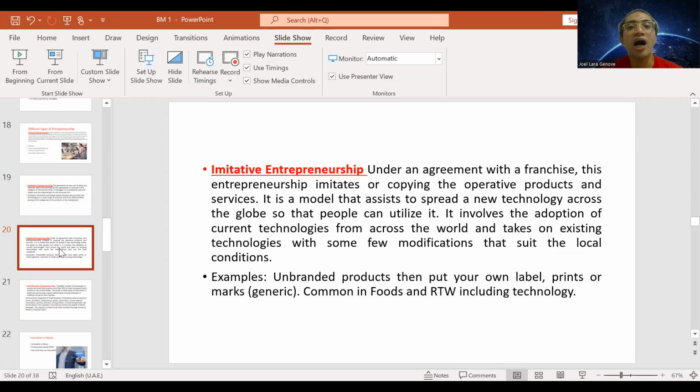Imitative entrepreneurship. Under an agreement with a franchise, this entrepreneurship imitates or copies operative products and services. It is a model that helps spread a new technology across the globe so that people can utilize it. It involves the adoption of current technologies from across the world and takes an existing technology with a few modifications that suit local conditions. Examples: unbranded products that you put your own label, prints or marks on, generic products common in foods and ready-to-wear, including technology.